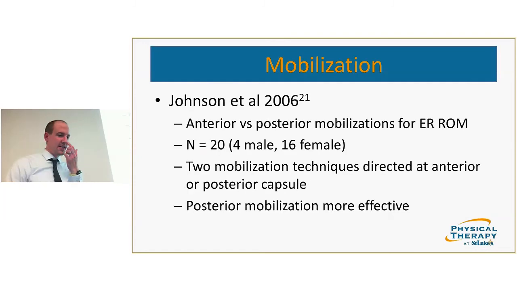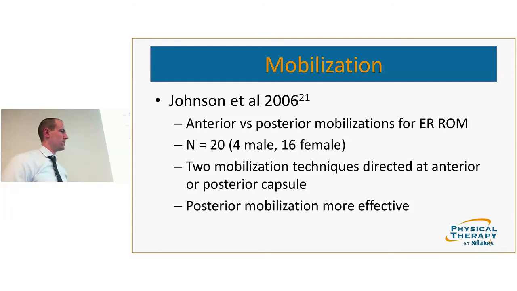From 2006, they were looking at whether doing an anterior mobilization or a posterior mobilization would improve the external rotation more. Generally, I think it's usually taught in school that if you're going for external rotation, you work on the anterior capsule. But they actually looked at it and found that the posterior mobilization of the posterior capsule was more effective in achieving the external rotation range.